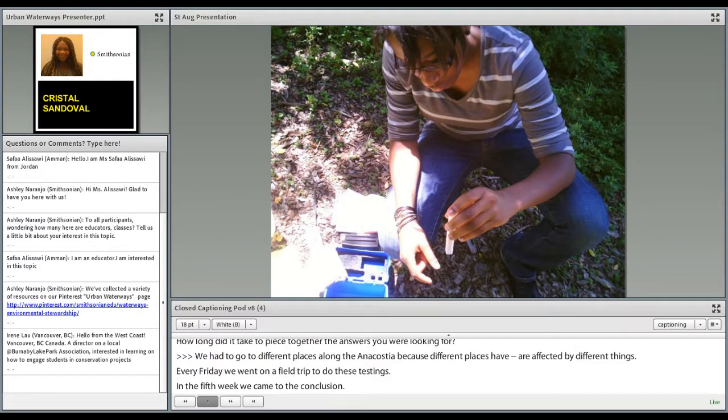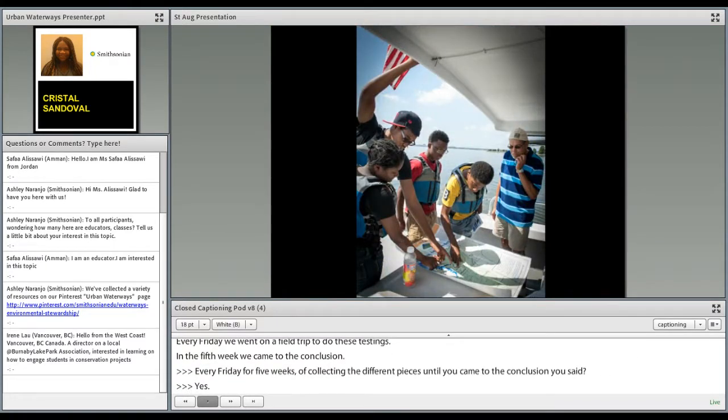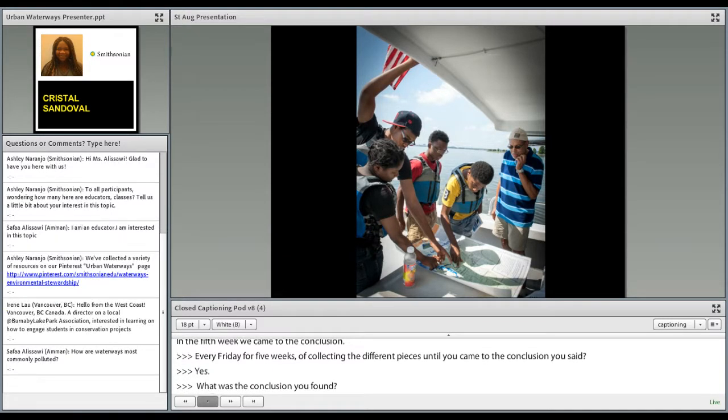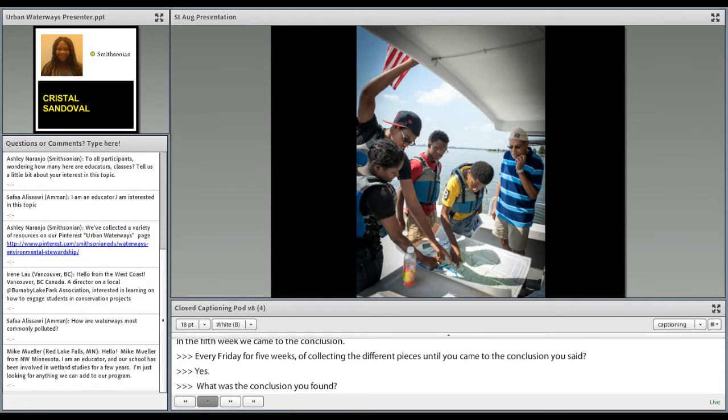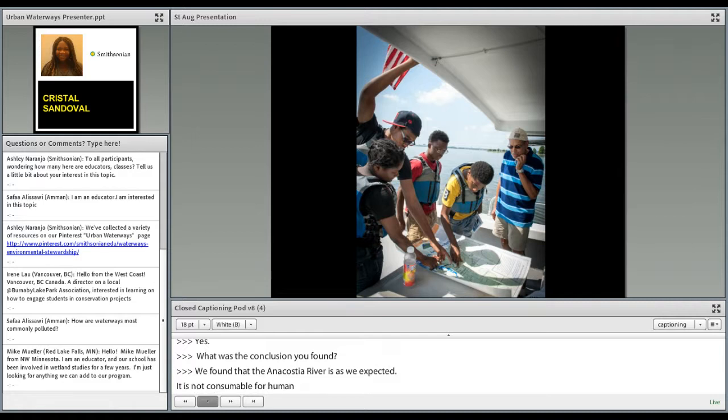Well, the conclusion that we found was that the Anacostia River is, as we expected, not consumable for human consumption, or it's not healthy for the marine life that is inside of it. I know that ties really well into one of the questions that just popped up here in chat. Were you able to identify how the waterways were most commonly polluted? Do you know what caused it?